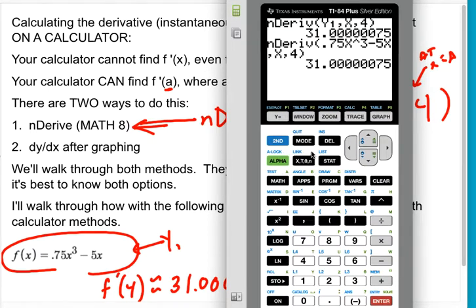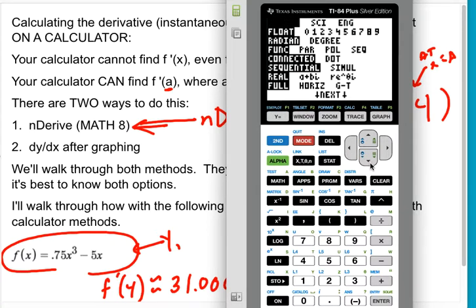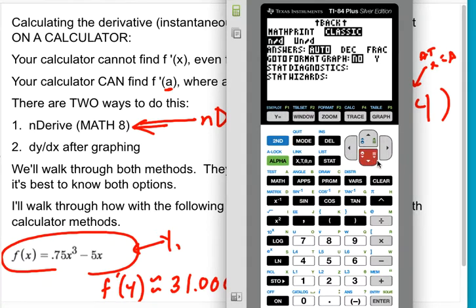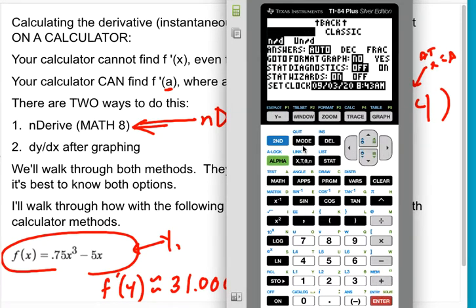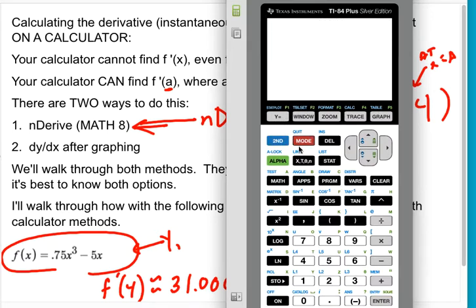And just to show you what this would look like if I go to math print mode, I'm not a fan of math print because I think you should know how to do it the old school way in case, as I mentioned, your calculator dies. But this is what it would look like if I use the exact same function in math print. Instead of n-derive, you get this d/dx. So if I go to math, if I go to math 8 now, let me show you what it looks like.